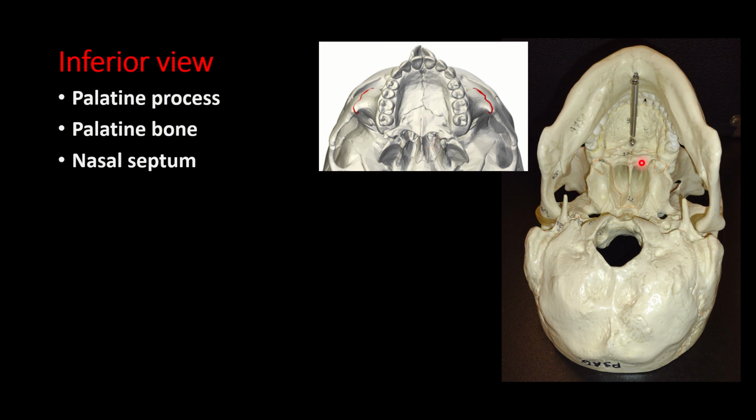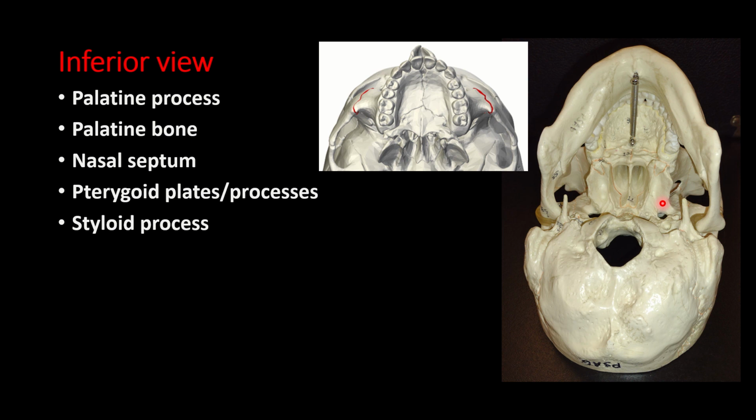You have the nasal septum here. You can see the nasal septum here, part of the nasal cavity, so the posterior part of the nasal cavity. This is the pterygoid processes and plates. This is part of the sphenoid.